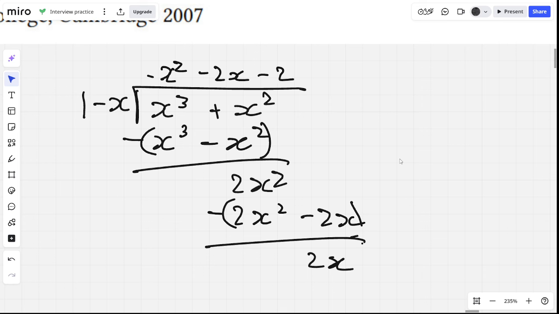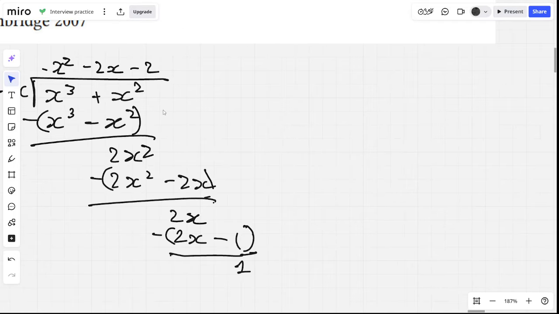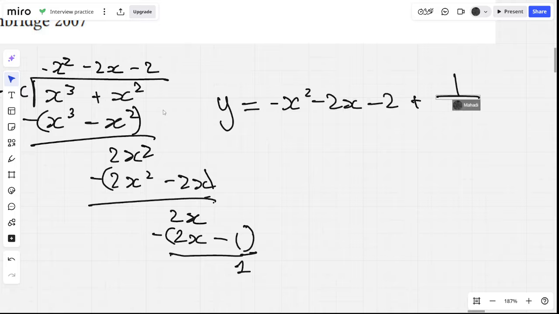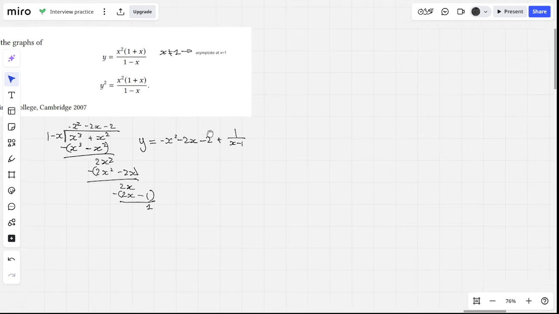I have 2x minus 1. Therefore, my remainder is going to be 1. So what this means is that I can rewrite y as y is equal to the quadratic there, minus 2x minus 2, plus 1 over x minus 1. Okay, so I can start actually sketching now.